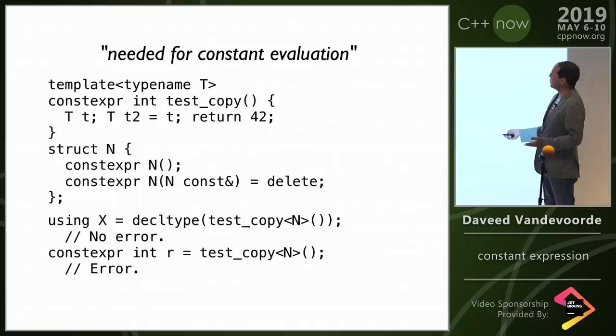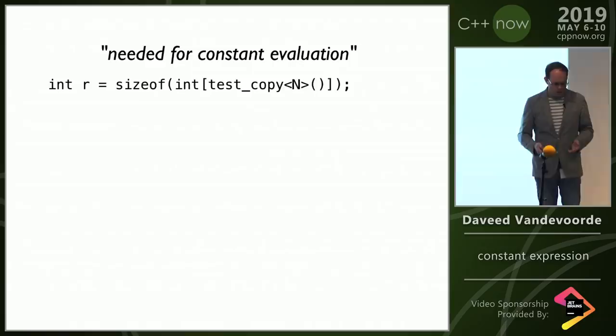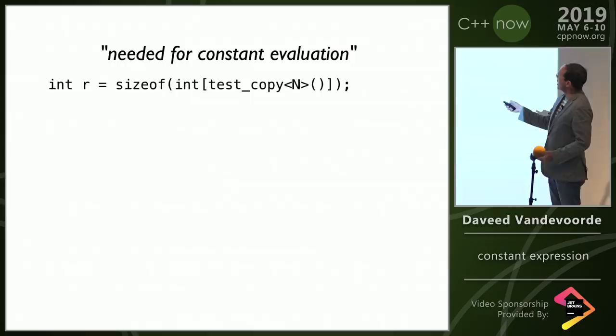All right, let's make a more interesting example. I've got a sizeof. Sizeof is like decltype, right? You don't actually evaluate the expression that's in there. But this is not an expression, this is a type. It's an array type, and that type is not determined until I know the dimension. So, error or not error? Error, right? I have to evaluate this.